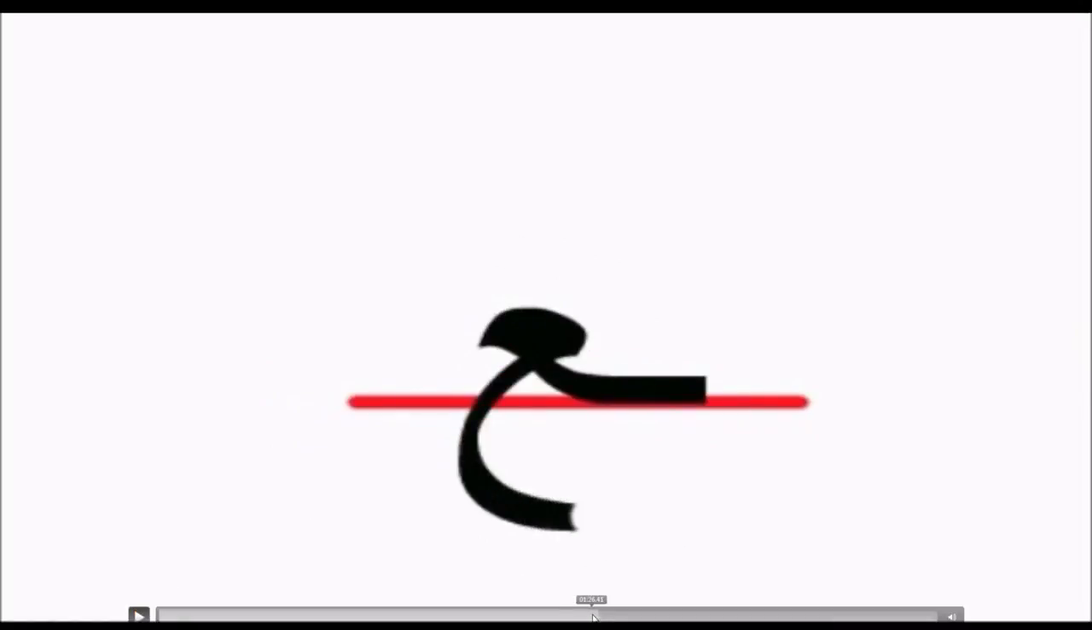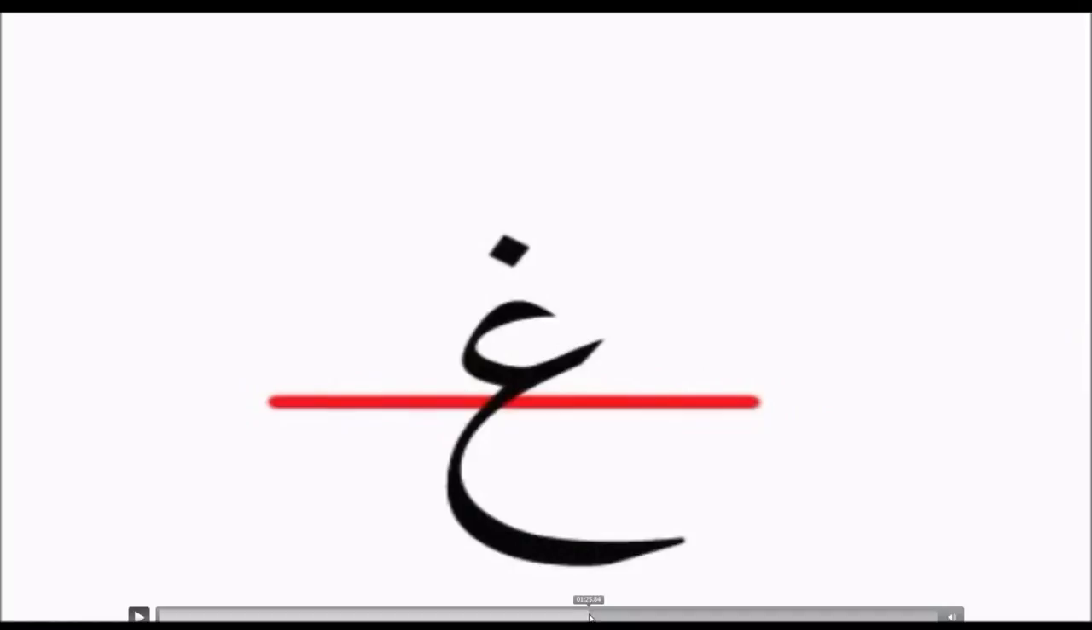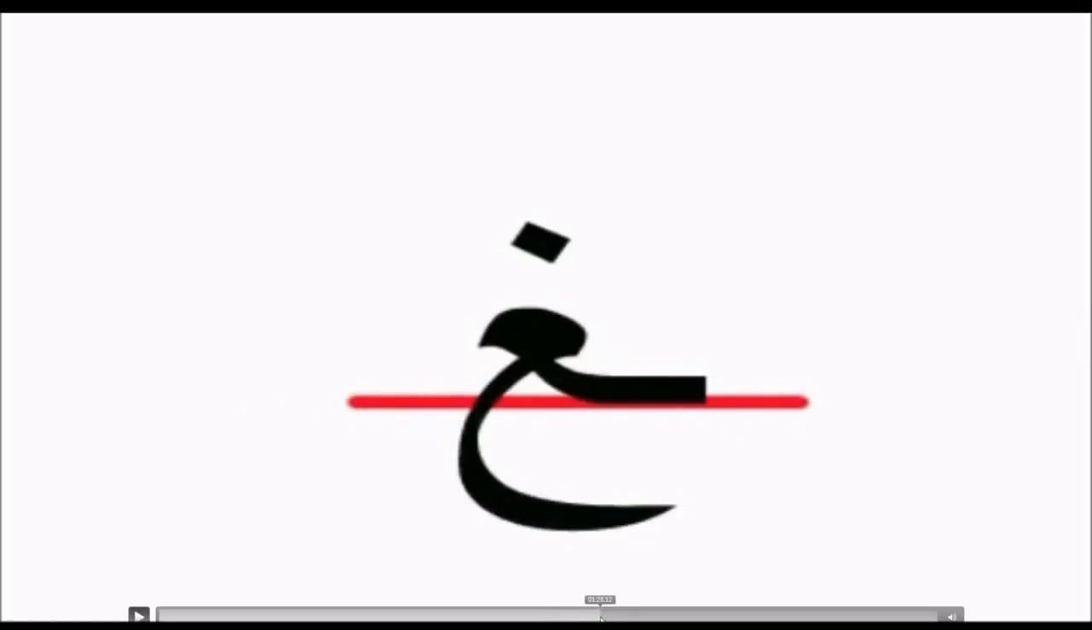Now, did you see the difference between those two endings? This is the end for the letter without connecting any letters before. But if you do connect, then it's going to be like that. So this is connected and at the end of the word, both.